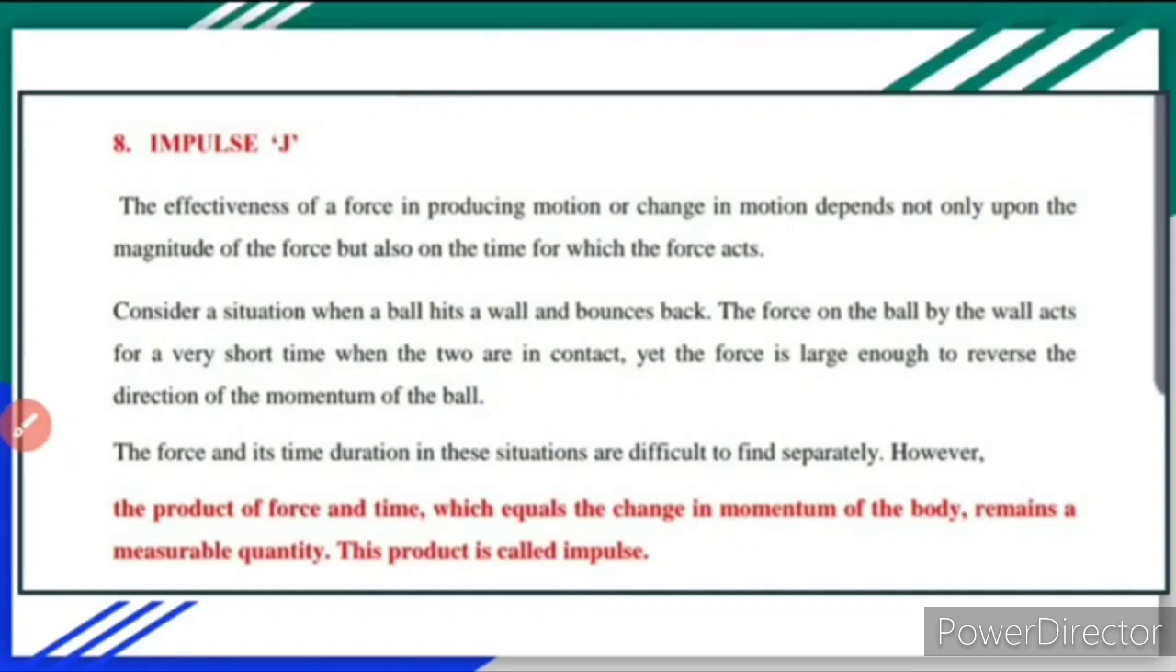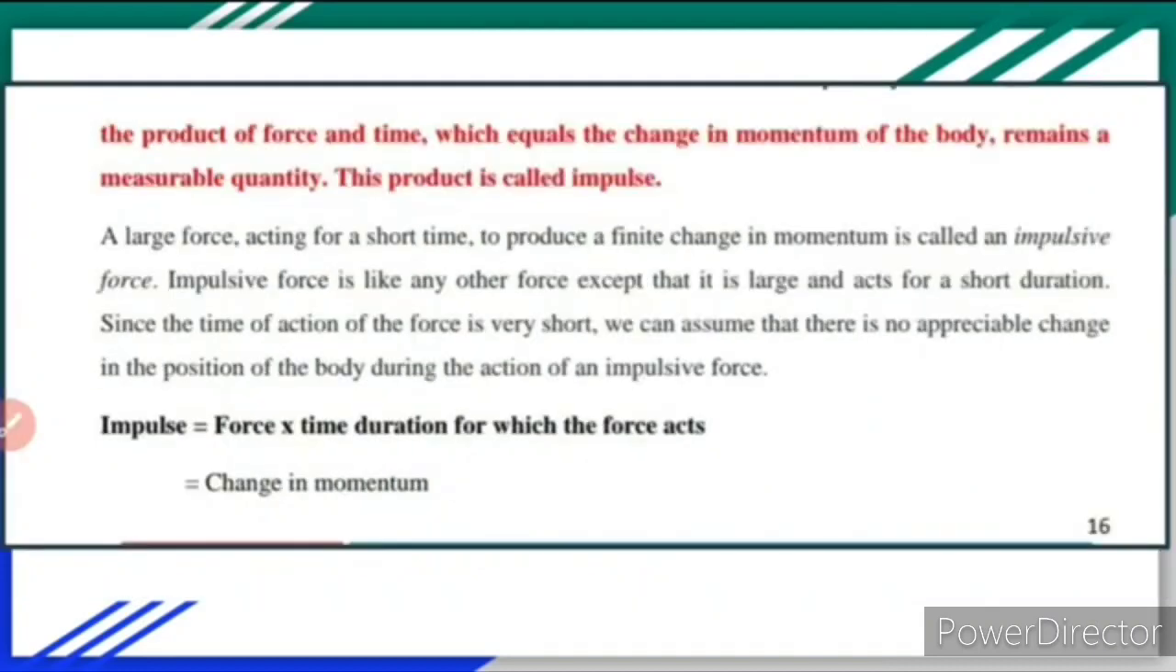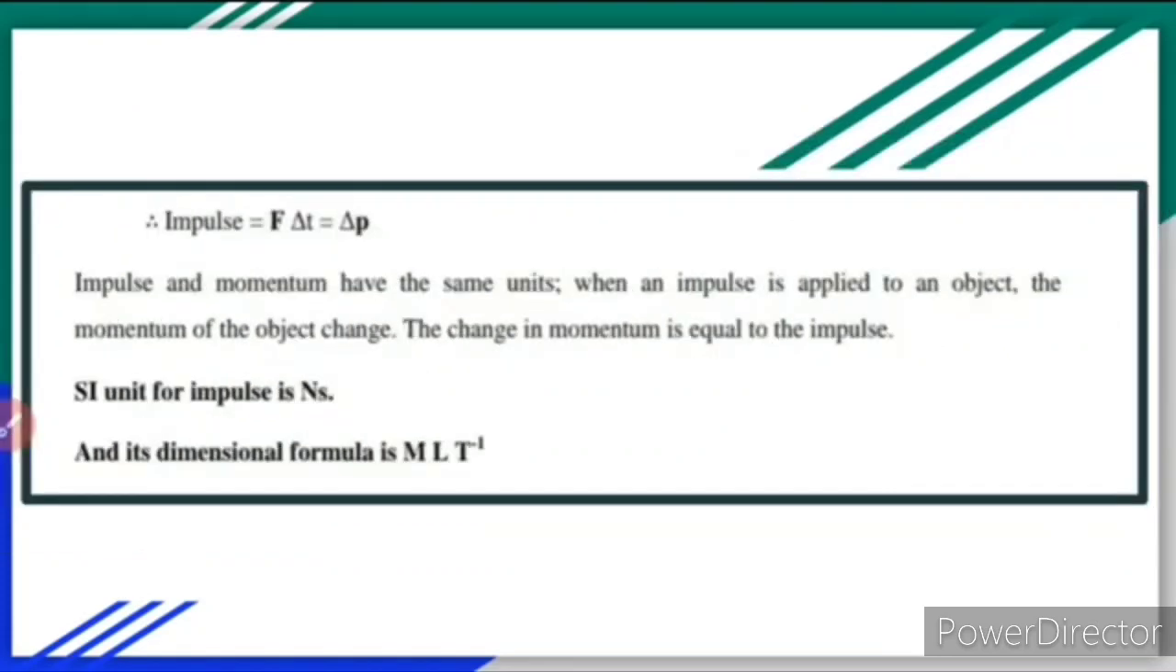So impulse is nothing but the product of force and time, and that is equal to the change in momentum. So naturally the impulse is measured as the change in momentum, and it has the same SI unit as that of momentum. And its dimensional formula is M L T raised to minus 1. So impulse is nothing but the product of force and time interval, and it is equal to the change in momentum. So that is about impulse.